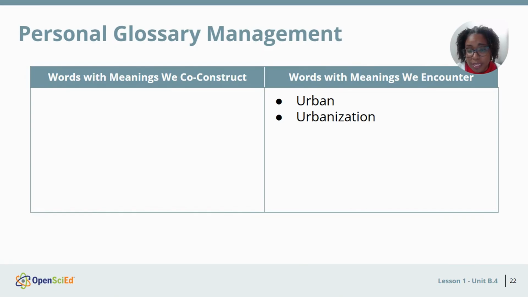For the personal glossary management, we do not co-construct any words. However, we encounter urban and urbanization. Students sometimes think these two words mean the same thing, so it's important for them to understand the difference between the two.